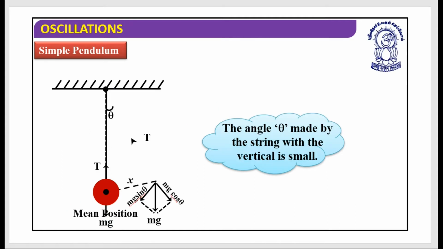Now when I displace this bob over this, it will make an angle theta, and this is T. If this is mg, then this angle will also be theta. So this will be mg cos theta, and this will be mg sin theta, and this is mg. I hope this is clear. Is it clear?